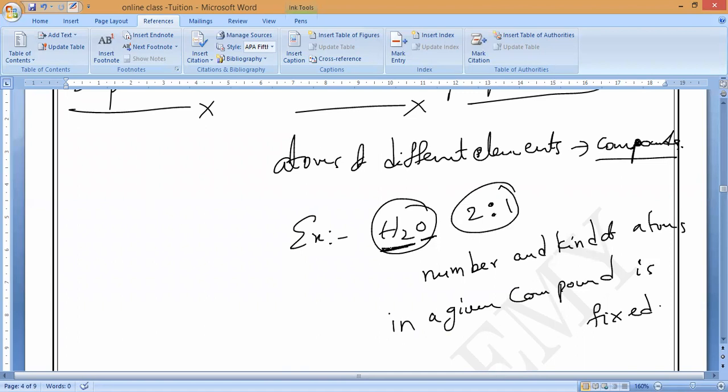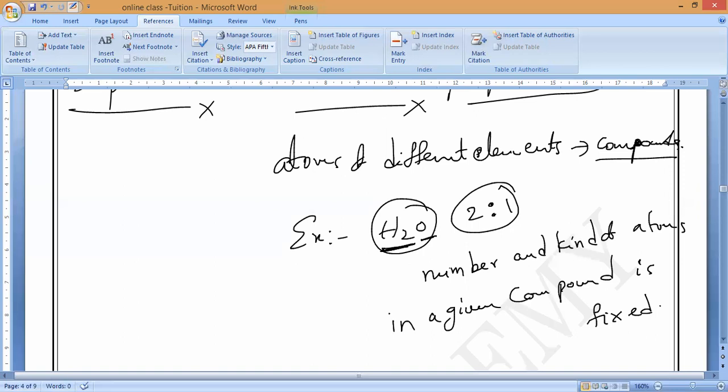Suppose you take Tamil Nadu water to be more heavy and Andhra water more or less. Is it like that? No, sir. Everywhere, the mass of hydrogen in water and the mass of oxygen in water is always the same. That is what you should understand.